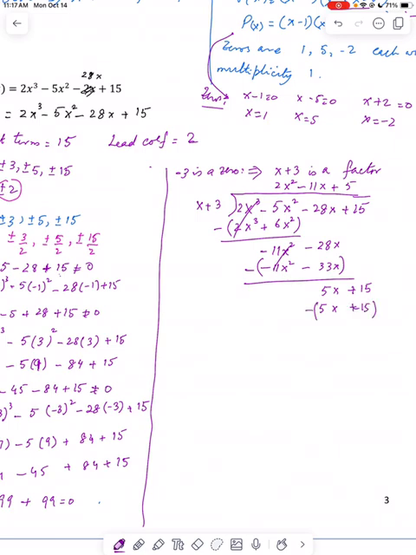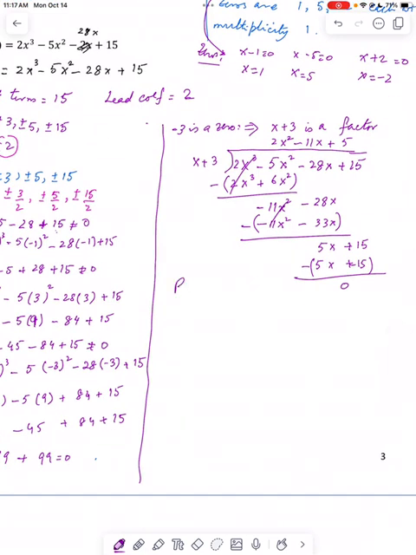So which means I can write my p of x as x plus 3 times the factor, the quotient 2x squared minus 11x plus 5. So now we have to see how to factor this quadratic. Now if you can do the factoring directly, you should. If not, then you can use the quadratic formula. So this actually factors out very nicely. 2x squared minus 11x plus 5.